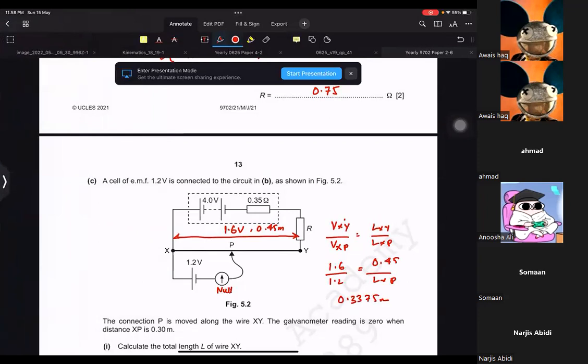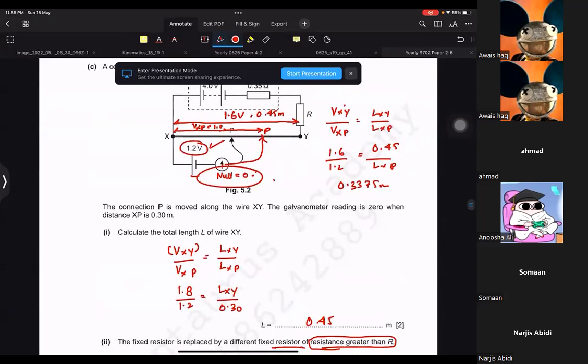Yes, sir. Now the thing is, why? Because this EMF is 1.2. The only way this galvanometer shows zero reading is when this voltage XP is also 1.2, right? Are you getting my point? Yes, sir. So to make sure this is 1.2, I have to move it further along so that the length increases. With that, the voltage across XP increases so that it balances this. Otherwise, it would not show 0. That's what I've written, okay? Okay, sir.